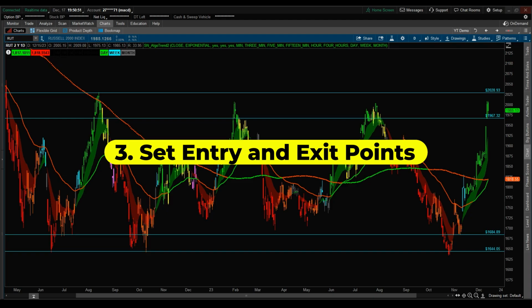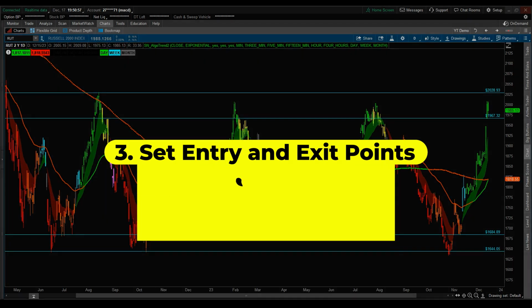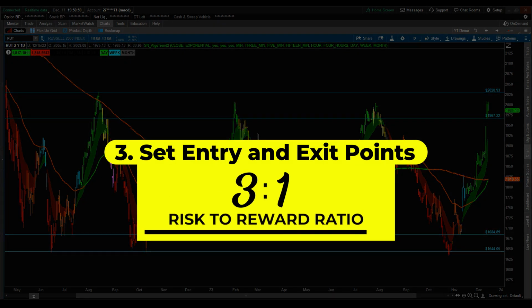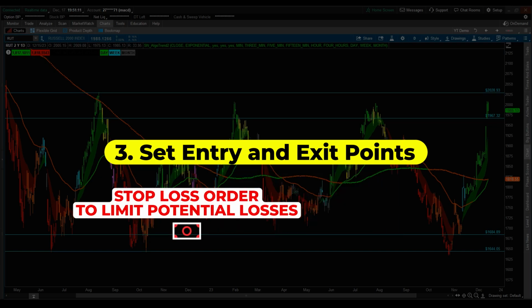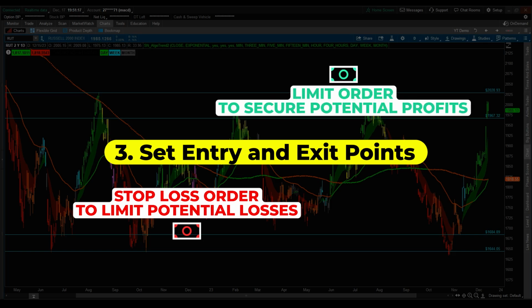Once I see preferred price action, I confirm that the risk is worth the reward. With a 3-to-1 minimum risk to reward ratio or better, that is when I can see myself executing my bracket order. Nothing less. Anything less than 3-to-1, I simply do not execute. Now, my bracket order has a stop loss order in it to limit my potential losses if I'm wrong. And it also has a limit order in place to secure profits if the trend were to reverse or it hits my predetermined target.